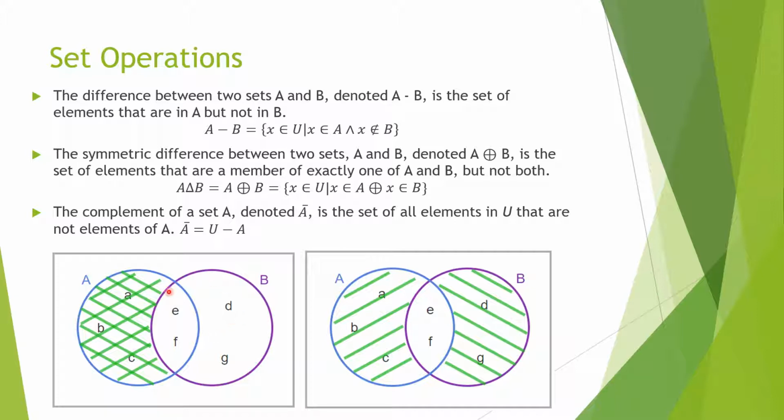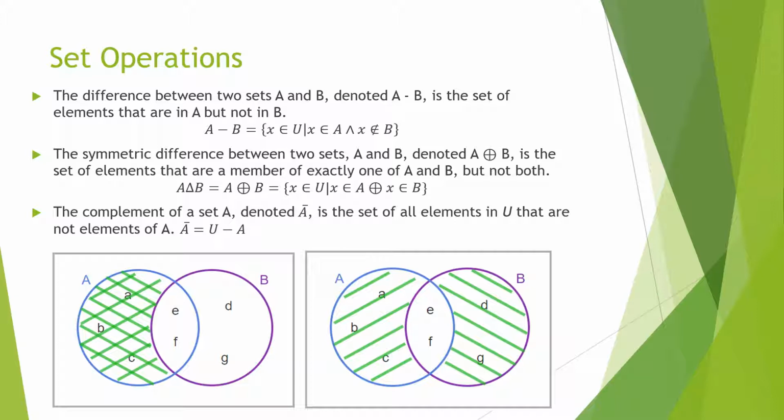This is the Venn diagram of the difference between A and B. As you see, the difference A minus B only contains the elements that are in A but not in B, which is A, B, and C. So obviously E and F are not in the difference of A and B, because although they are in A, they're also in B, so we have to exclude all the elements that are in B. Therefore the difference between A and B, or A minus B, would only contain three elements, A, B, and C.